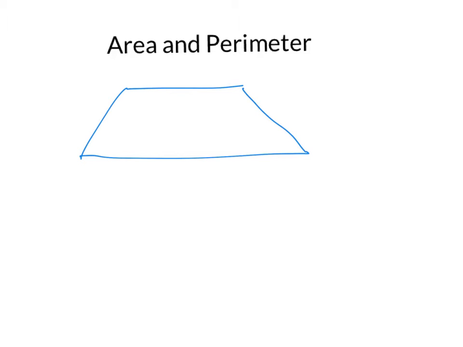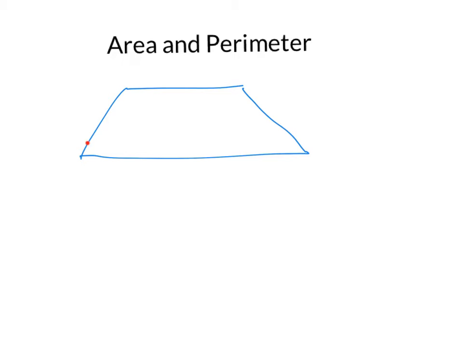Hello everyone. So today I'm going to talk to you about how to use formulas for area and perimeter. Before we go into it, I think it's important to talk quickly about what area and perimeter are. Perimeter is just the total distance that you would travel if you were to walk around the outside of a shape.